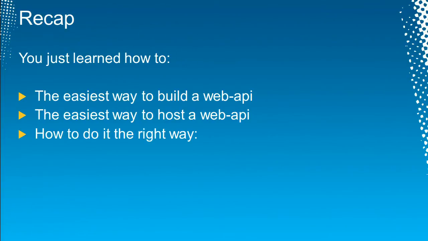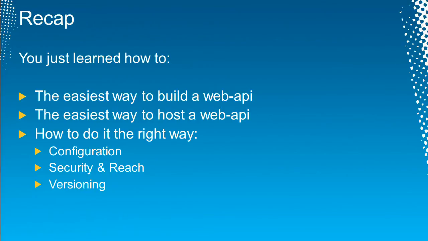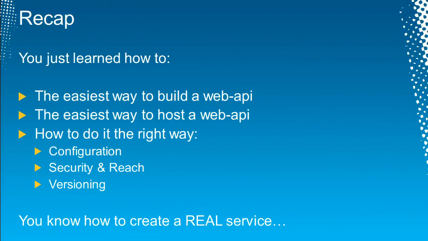data service. We learned how to do it the right way so that we don't waste bandwidth and things like that, or support unnecessarily complex queries. We did that through configuration. We made sure that we could reach the appropriate clients that we needed to reach. We made sure that we could get out to JavaScript clients, Silverlight clients, and so forth. And of course, right at the end, we learned about versioning. So you've just learned how to build a real OData service in the cloud. Thank you.